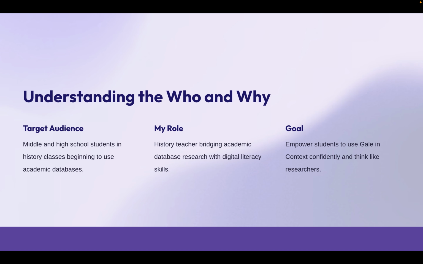So I designed this tutorial to bridge that gap. It provides a structured step-by-step framework to help students plan, conduct, and refine searches using academic strategies such as Boolean operators, truncation, and source filtering. Ultimately, my goal was to give students the tools and confidence they need to become self-sufficient researchers, skills they can carry into college and beyond.